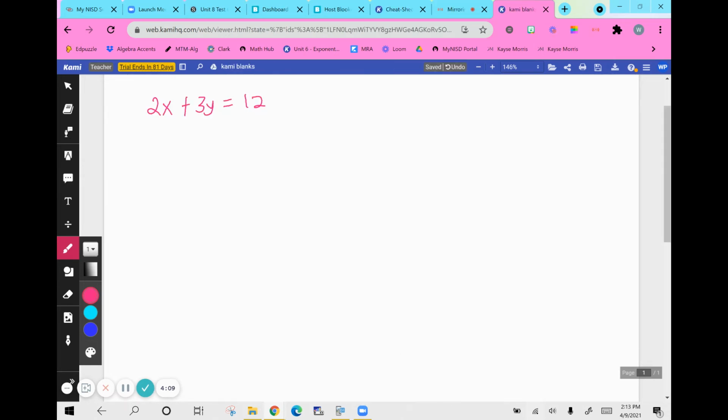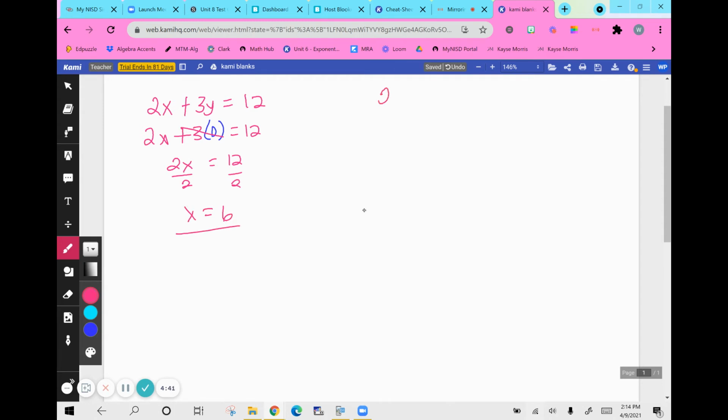So in standard form, if we have 2x plus 3y equals 12, and we want to find the x-intercept, what we're going to do is set y equal to 0. So I would say 2x plus 3, but instead of y, I'm going to put 0, equals 12. So 3 times 0 is going to give us 0. That cancels out. So we have 2x equals 12. We divide by 2 on both sides, and we have x equals 6. So my x-intercept is 6.